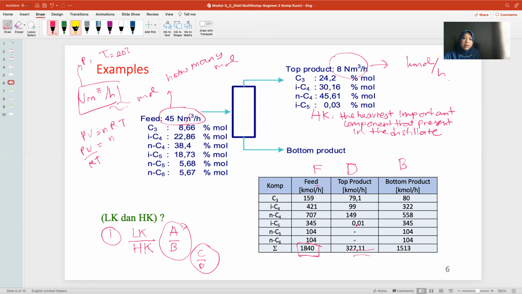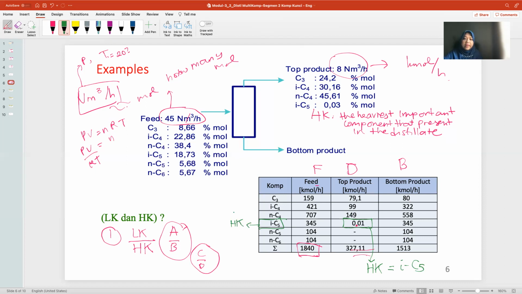So then this one is going to be your heavy key. The heavy key is the heaviest important component that is present in the distillate. So the heavy key is isopentane. Okay, so then this is the heavy key. So what is the light key?